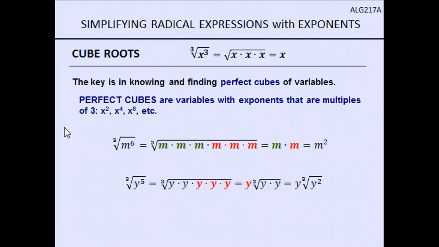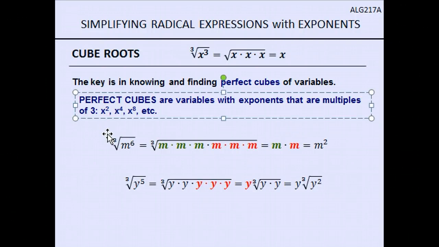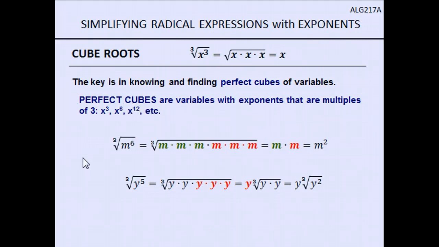Now let's talk for a moment about cube roots. That simply means that the cube root of something cubed is going to be itself. So the cube root of x cubed means there are 3 x's, and the answer to that is x. And the key here is in knowing and finding perfect cubes of variables, or 3's. So perfect cubes are any variables with exponents that are multiples of 3. Whoops, I made a mistake here, because this would be x to the third, this would be x to the 6th, this might be x to the 12th. Those would all be perfect cubes.